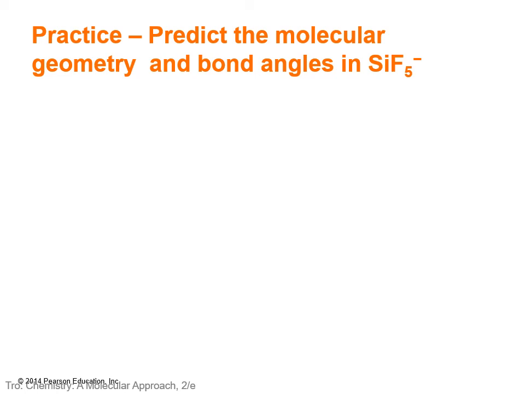Here's a practice for you to try. Figure out the molecular geometry and bond angles. Pause the video while you work. Silicon has 4 valence electrons. Each fluorine has 7. There's 5 of them. And we have a negative charge, which means we have 1 additional electron. We have 40 electrons to work with in our shape.